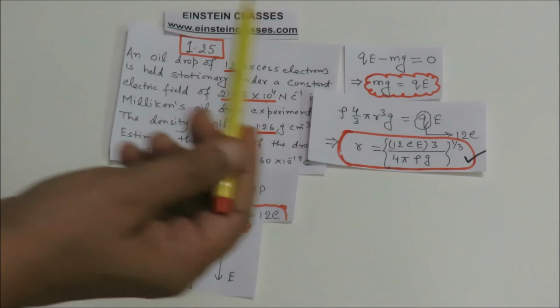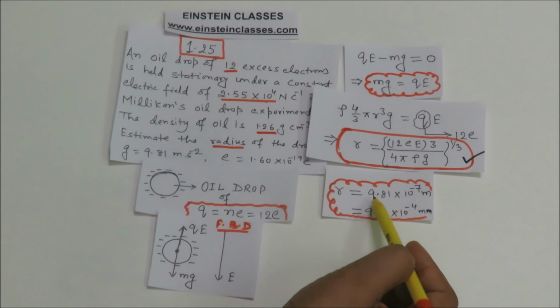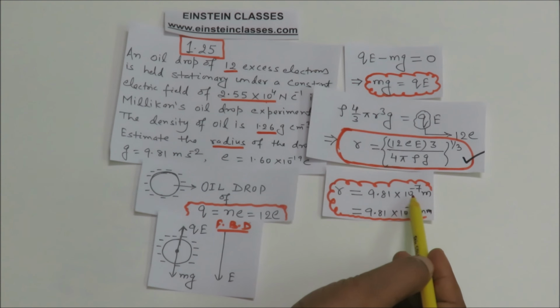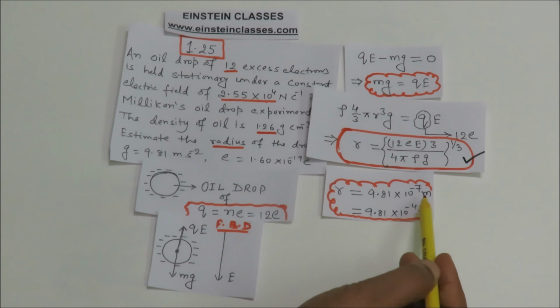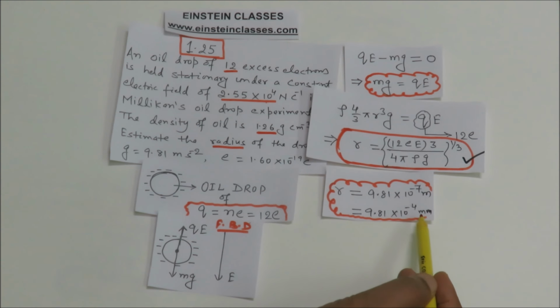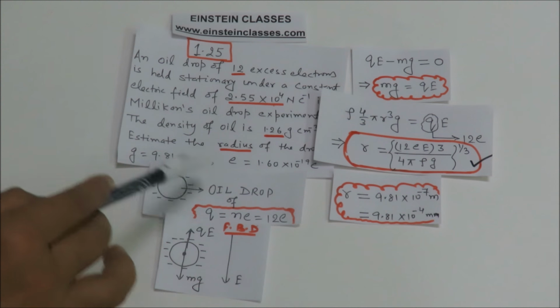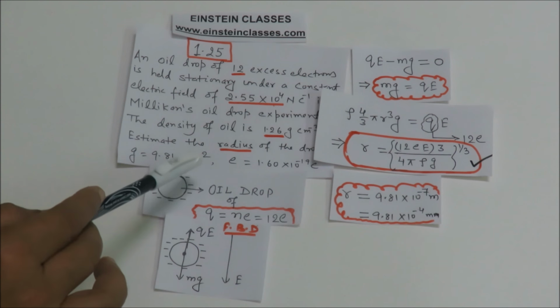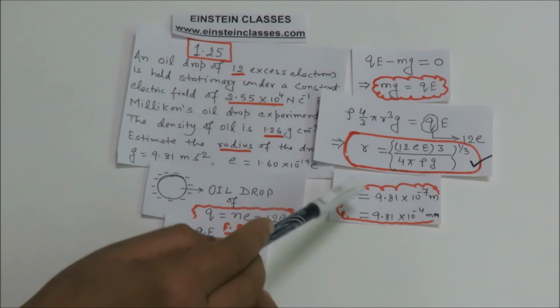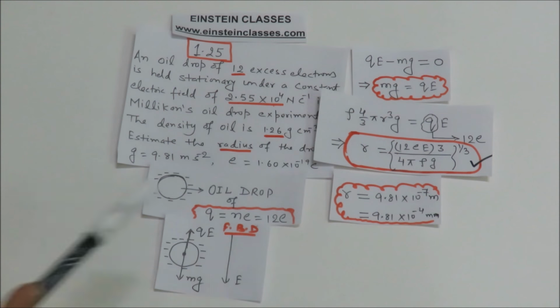After placing all these values, you can get the value of radius of the drop 9.81 into 10 raised to the power minus 7 meter, right? Which will be converted into millimeter, and it will be equal to 9.81 into 10 raised to the power minus 4 millimeter. Every data has a significant figure equal to 3. You have to keep in your mind while doing the calculation, right?